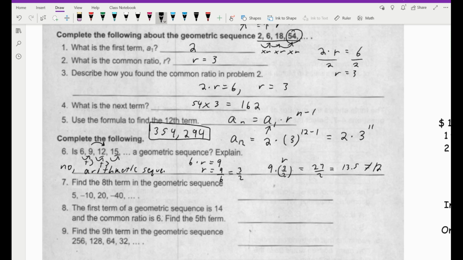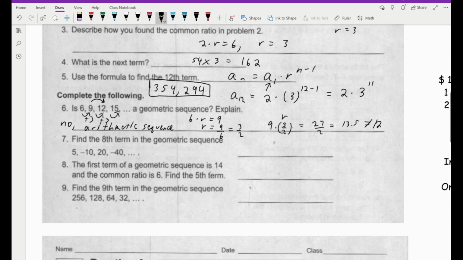Just as a reminder, because it's been a while, if you're adding the same number or subtracting the same number each time, that is an arithmetic sequence. But when you multiply or divide by the same number every time, that's a geometric sequence.